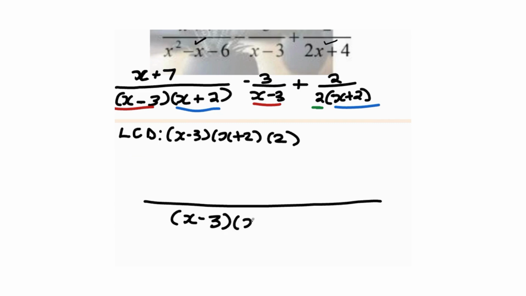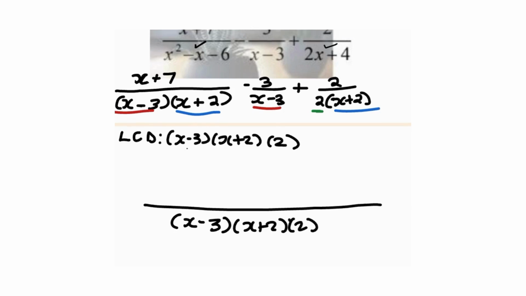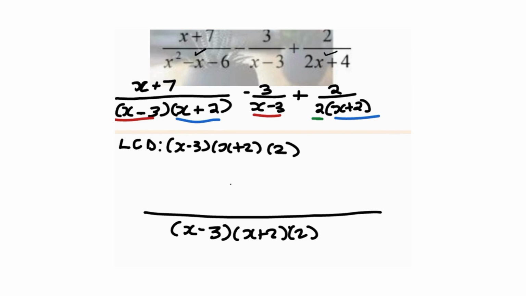The next thing that you do, you put everything on top of the LCD: x minus 3, x plus 2, and 2. And then anything else now is on your numerator. So now we need to be able to multiply the LCD onto the numerator. How do you decide which one should be multiplied to x plus 7, which one should be multiplied to 3, and which one should be multiplied to 2?